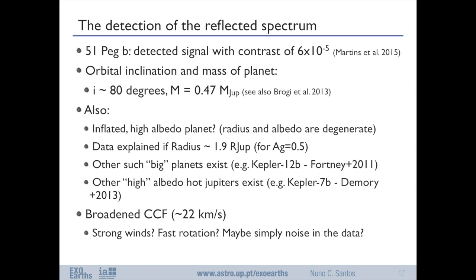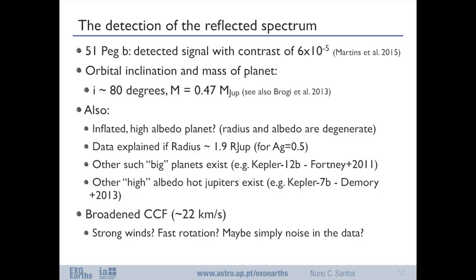What I want to say here is that we detected the signal with a contrast of 6 times 10 to the minus 5. The orbital inclination and the mass of the planet derived with these measurements were roughly 80 degrees, which corresponds to a mass of 0.47 Jupiter masses. So it confirms that it's indeed a planet. It also confirms the previous results of Brogi et al., who detected a tentative infrared emitted light spectrum from 51 Peg, I think, last year.